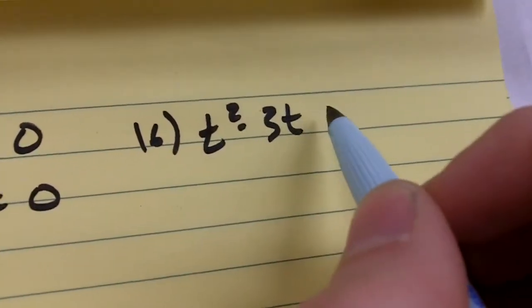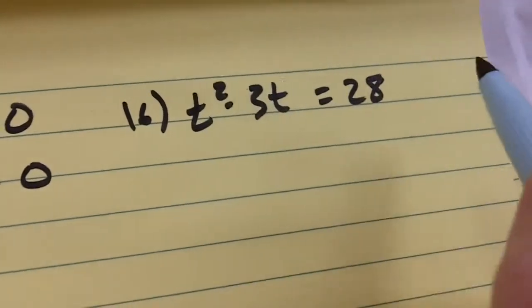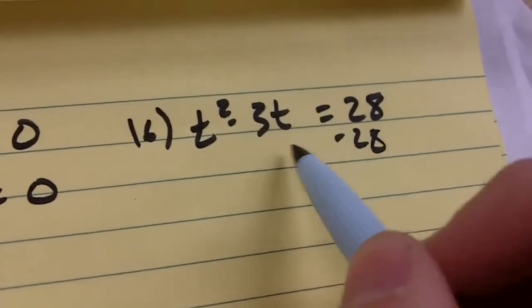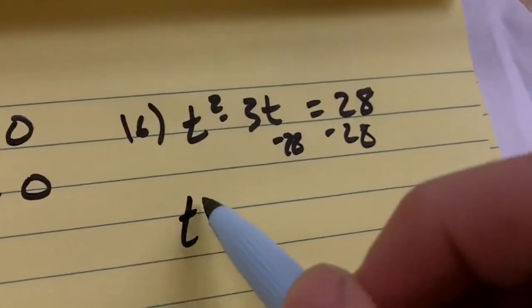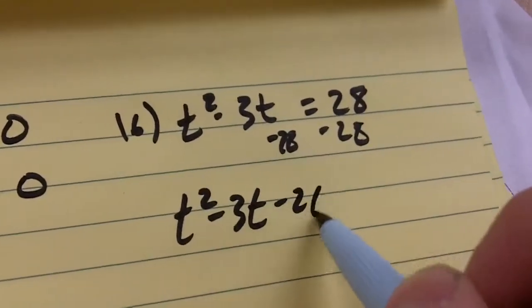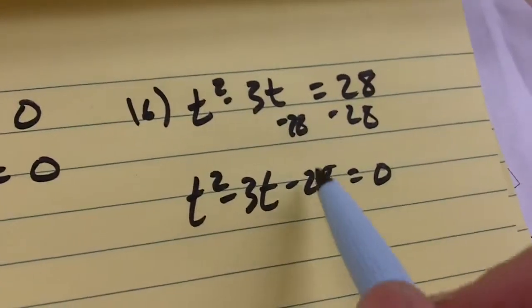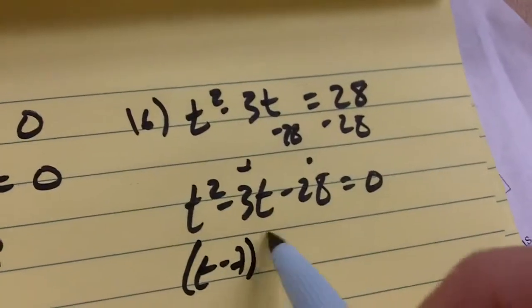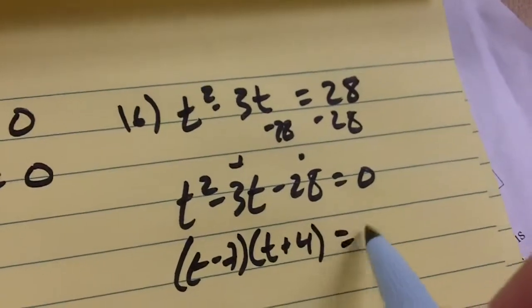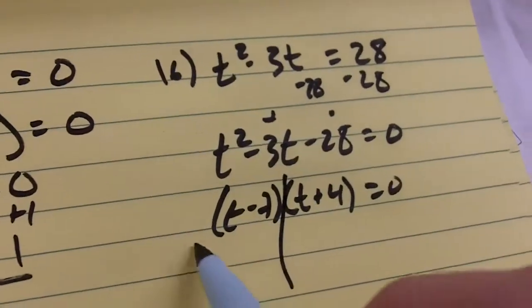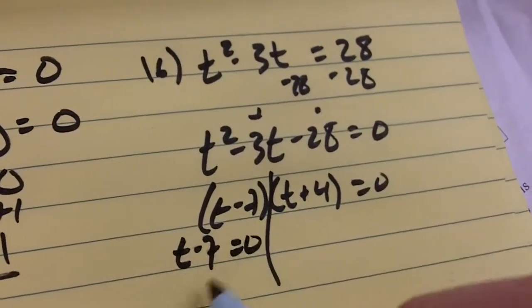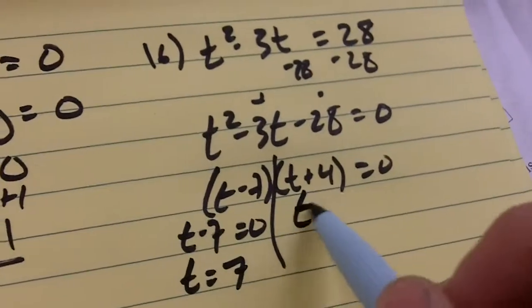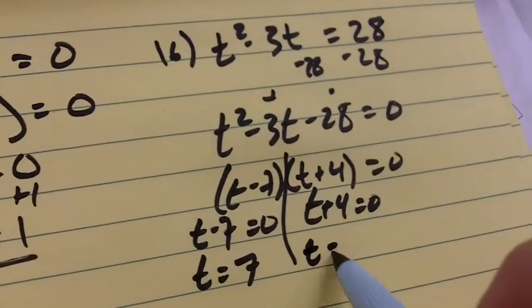16. We have something weird going on. t squared minus 3t equals 28. Okay, I gotta get everything on the same side, so I'm gonna have to subtract 28 from both sides. t squared minus 3t minus 28 equals 0. Factor, find two numbers that multiply to -28 that add to -3. That's (t - 7)(t + 4) = 0. Zero product property, t minus 7 equals 0, so t equals 7. t plus 4 equals 0, so t equals -4.